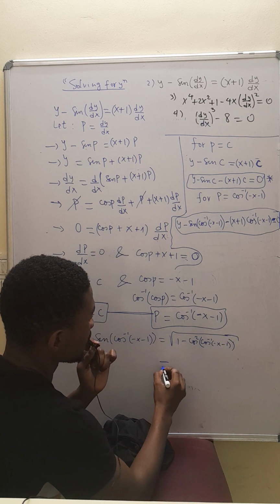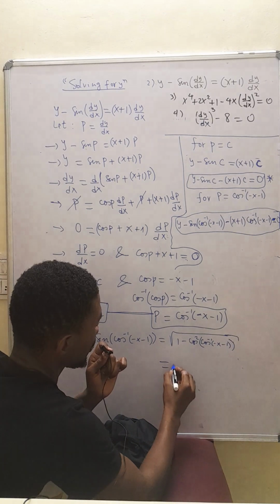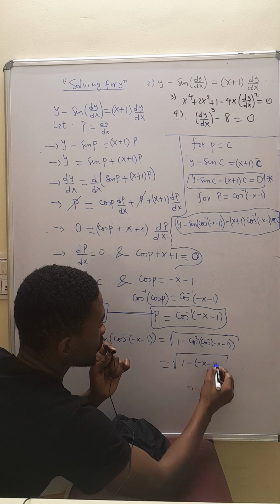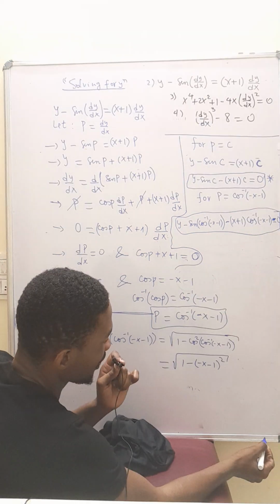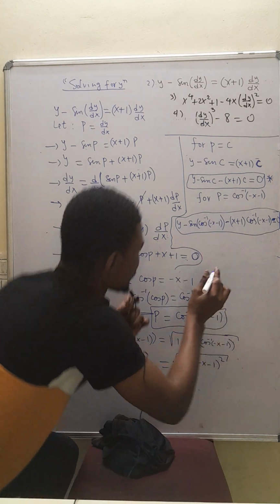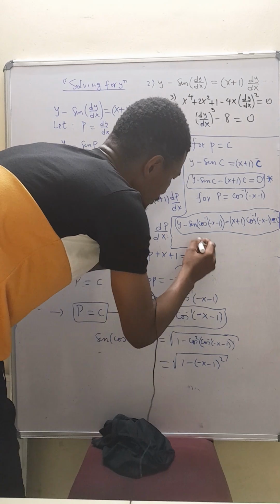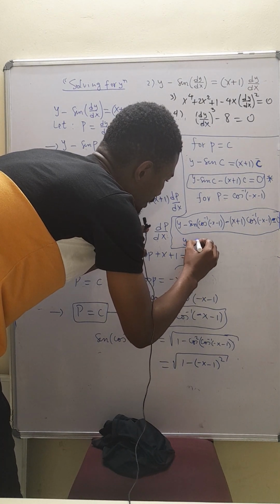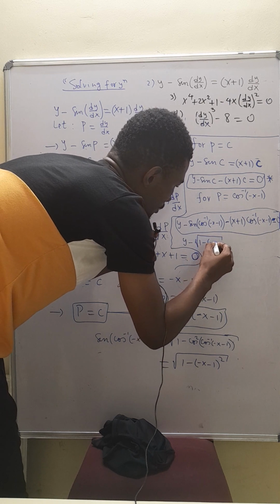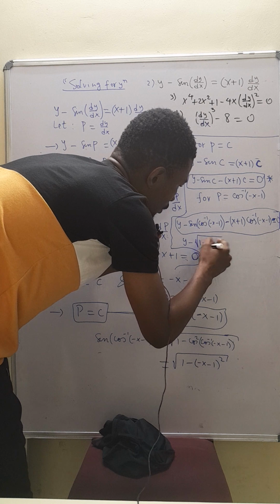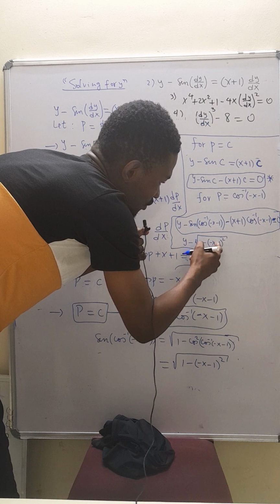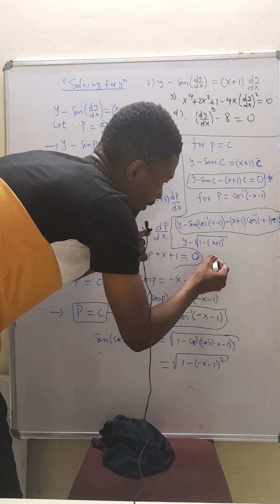Now you see, this is cos and cos. What will it be? It will be root of 1 minus x minus 1, all squared. Yes, this will be the solution for this expression. So I can write this solution also in this way: y minus root of 1 minus x minus 1, all squared. We know this is a square, so it will be positive at all, plus 1.